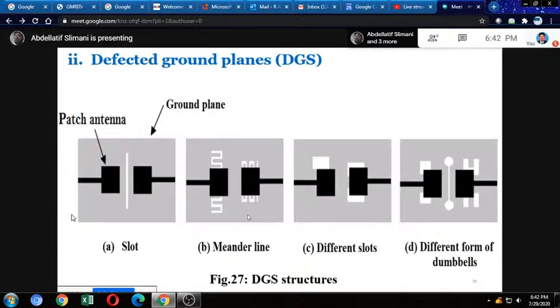The second case is defected ground structures, DGS, defected ground surface or planes. Here we have holes or slots in the ground plane. In figure A, we have slots between radiating elements in the ground plane. In figure B, a meander line under each radiating element. In figure C, different slots under the radiating elements, and in figure D, different forms of dumbbells in the ground plane. So here we have different slots in the ground plane. We work in the ground plane.